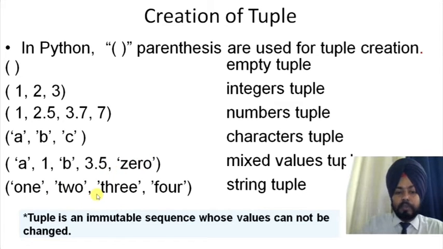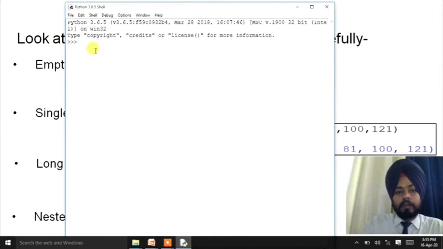Tuple is an immutable sequence whose value cannot be changed. For example, s equals to, whenever we'll print s, there is an empty tuple. Again, s equals to 9. The value for s is 9.